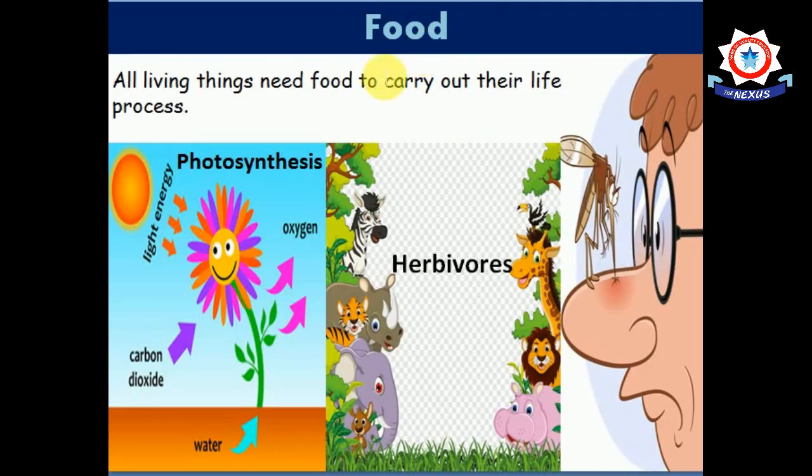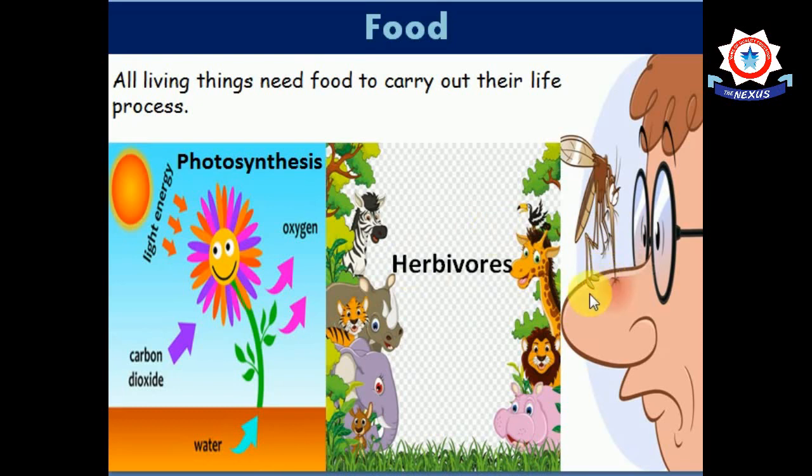All living things need food in order to carry out their life processes. Green plants make their own food by a process called photosynthesis. Animals such as cow, deer, goat and other herbivores chew their food. A mosquito uses a sharp needle-like mouth part to suck blood from humans and animals.